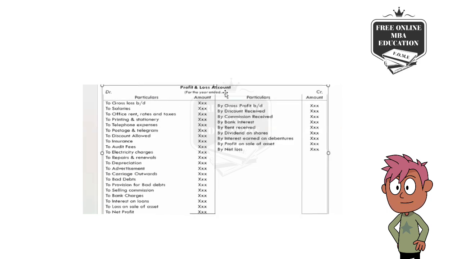This is going to be for the year ended 31st of March, whichever the year is. Now here you will find, in case there is a gross loss, it is going to be on the debit side. Wherever there are items appearing at the debit side, we start by writing 'To', and when they appear at the credit side, we write 'By'. Now, all those items which are expenditure in nature would appear in the profit and loss account. That means all the salaries, office rent, printing and stationery, telephone expenditure, postage and telegram, discount, insurance, audit fees, electricity charges, repairs, renewal, depreciation, advertisement. These are all going to be your expenditure.